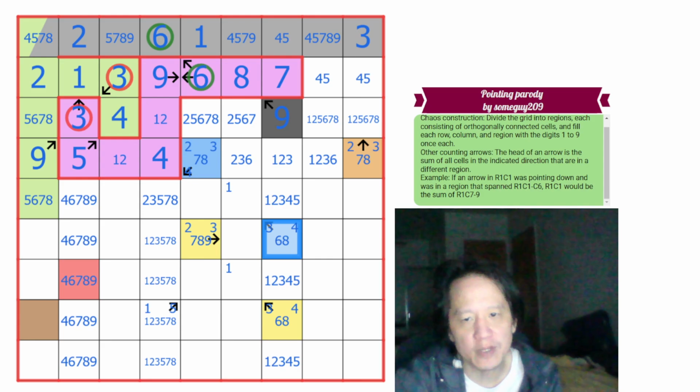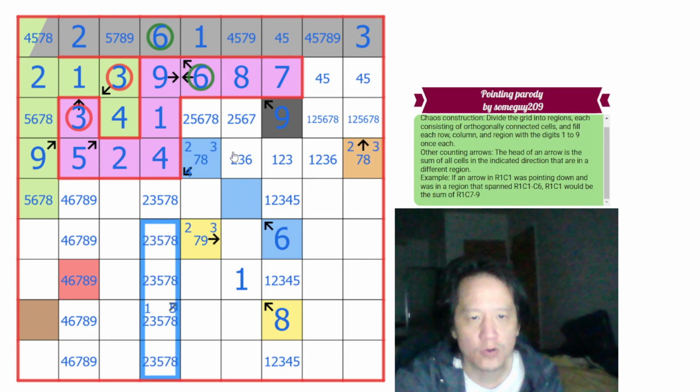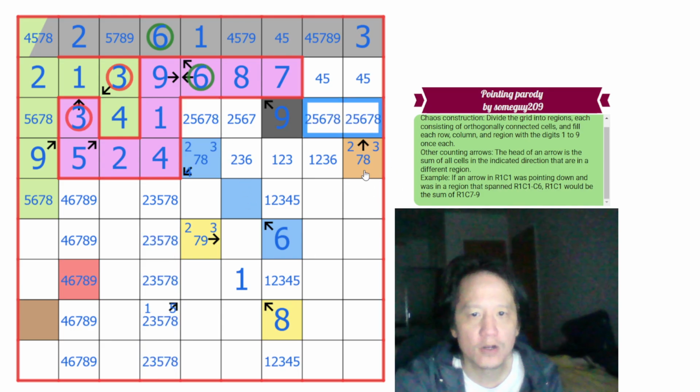So this cannot be 8. So this has to be 6, which makes this 8. This can't be 8. So this one is all part of the same region. Therefore, the 1 cannot be here. Therefore, this is a 1. And it's not part of the region. And this isn't part of the region. So this is 1, which makes this 2. The 1 cannot be here anymore. The 1 cannot be here. Therefore, these two are part of the same region.